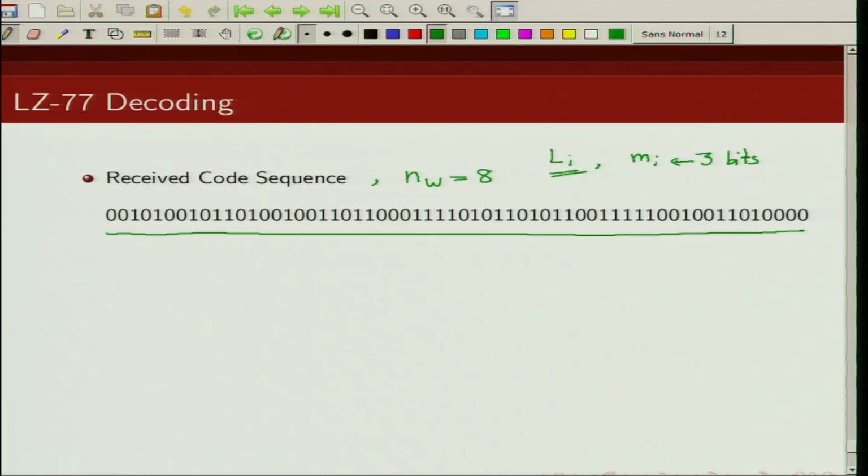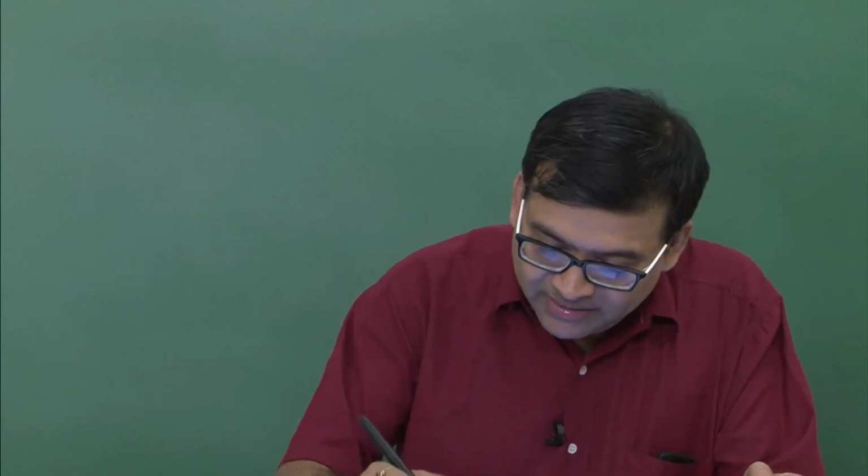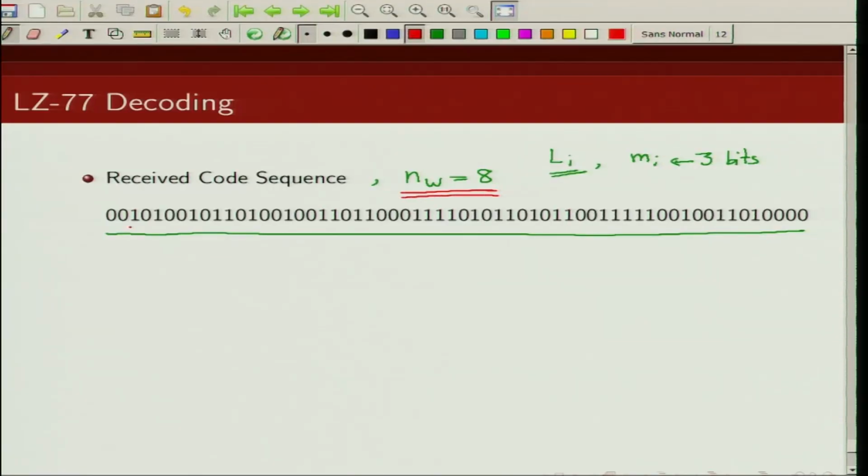So how do I decode this string? Let us first find out what this set of code words I have received consists of. The first 8 bits are nothing but the initial sequence that I wanted to encode, and subsequently I will have the values of L1, M1, L2, M2 like that. So let us first try to find these code words corresponding to L1, M1, L2, M2 from this received sequence. As I said, because NW is 8, the first 8 bits are my initial sequence, 1, 2, 3, 4, 5, 6, 7, 8. So this is the initial sequence that I transmitted. Next is the encoding for L1.